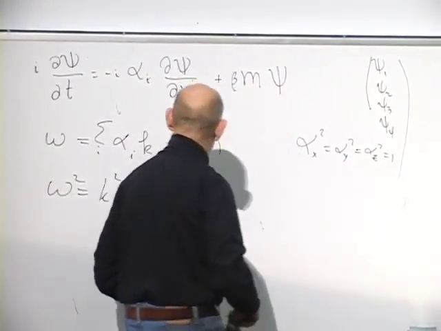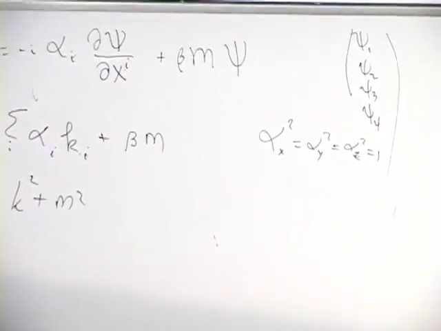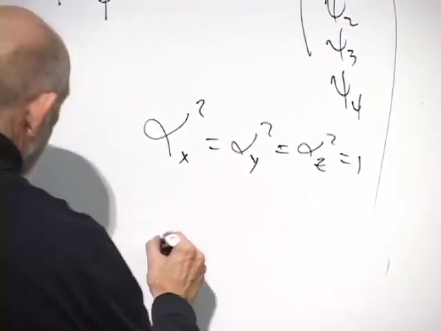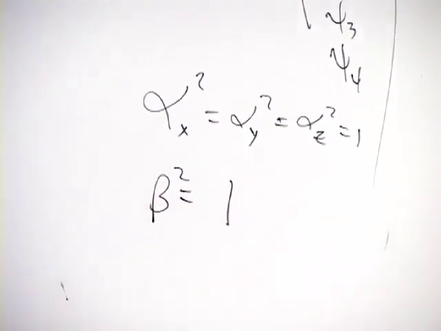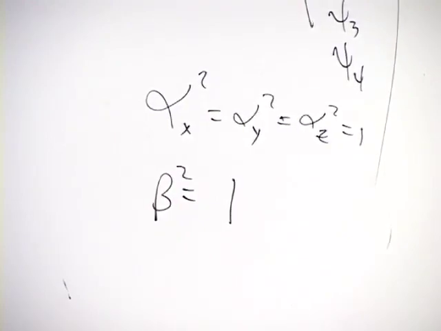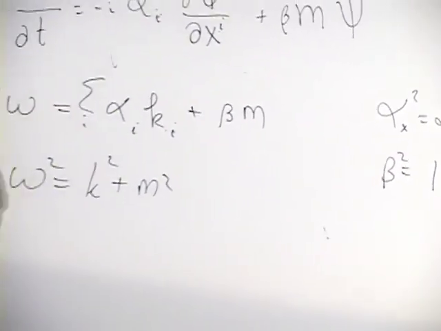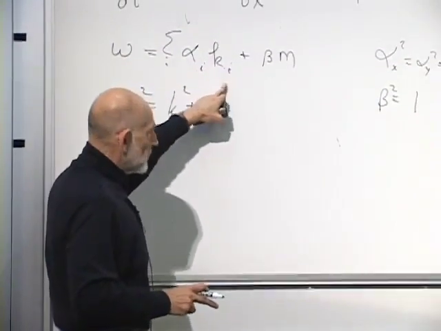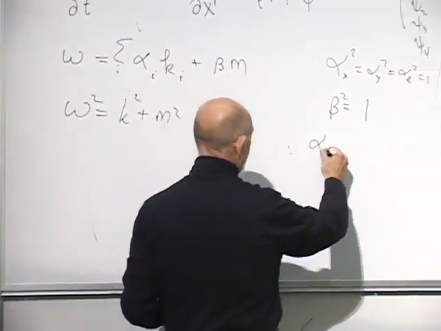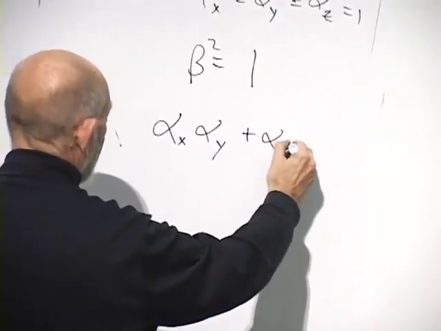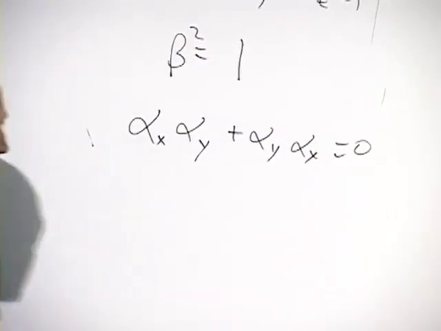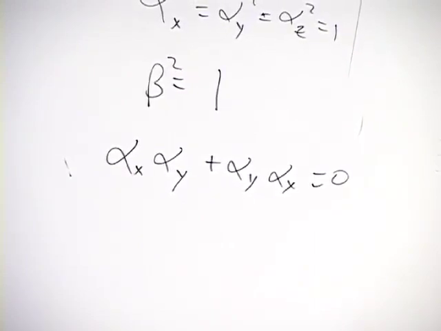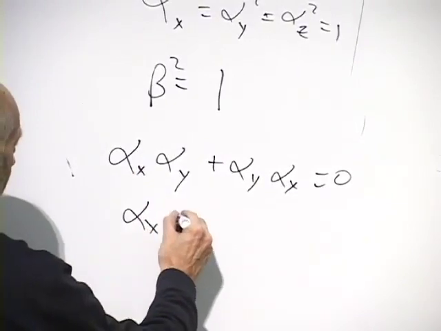Is beta different for each of the psi 1, 2, 3, 4? No, beta is one matrix. Beta is a matrix. It requires beta squared to be equal to 1. These things are just there so that you get the k squared plus m squared. Okay, but then in order that you don't get cross terms, in order that you don't get things like k times m when you square it out, or k1 times k2 and so forth, we required things like alpha x, alpha y, plus alpha y, alpha x equals 0. That would be, for example, the cross term between kx and ky. All right, so same thing for alpha x, alpha z.